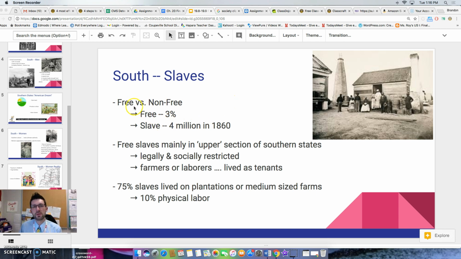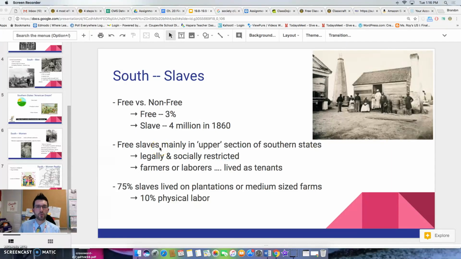First off, there were some free slaves. About 3% of the African Americans in the South were considered free, but 3% is only about 120,000. Consider that in 1860 there were 4 million slaves. So if you're an African American in the South, more than likely you were a slave. And in some states, there were more slaves than whites.